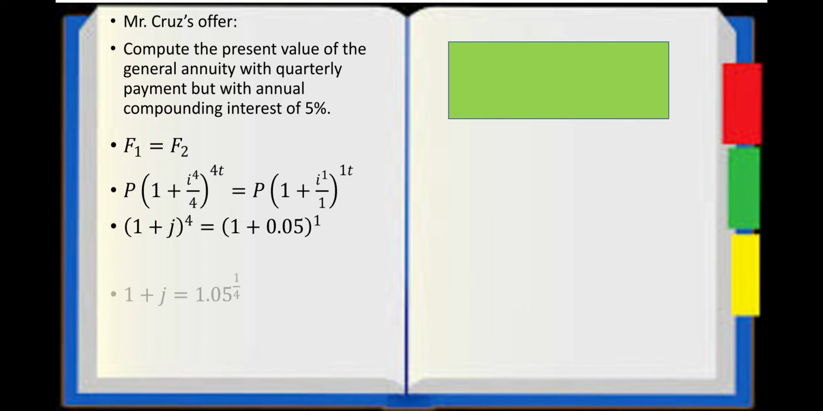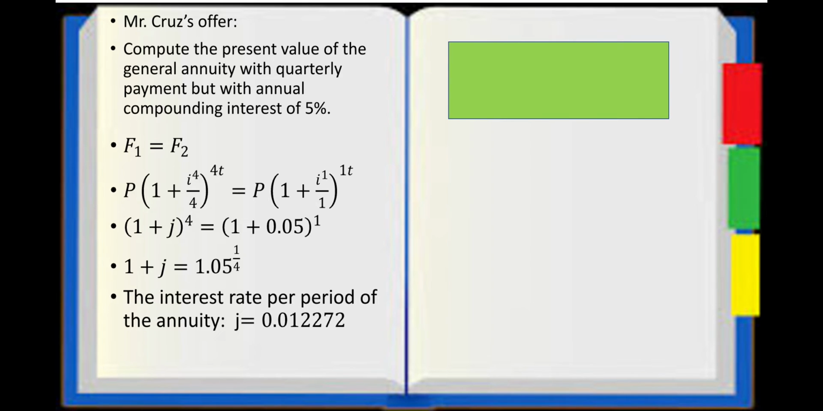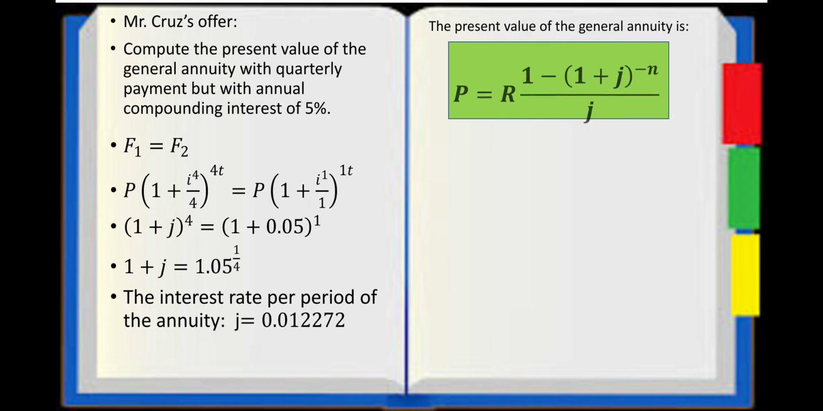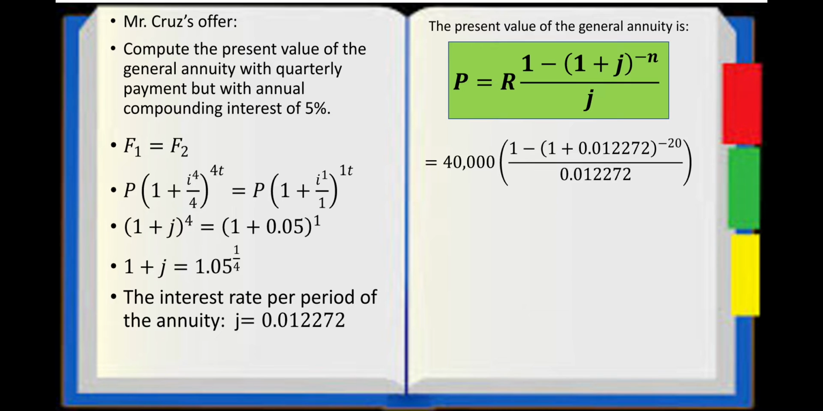And 1.05 raised to 1 is equal to 1 plus j raised to 4, because we're going to get the fourth root on the other side, to get the value of j. So we have now the value of j is 0.012272. And the present value of the general annuity is, using the formula and finding for the present value, substitute the regular payment, which is 40,000, and the value of j, which is 0.012272, raised to the value of n, which is 20. That is quarterly times 5 years, 4 times 5 is 20.